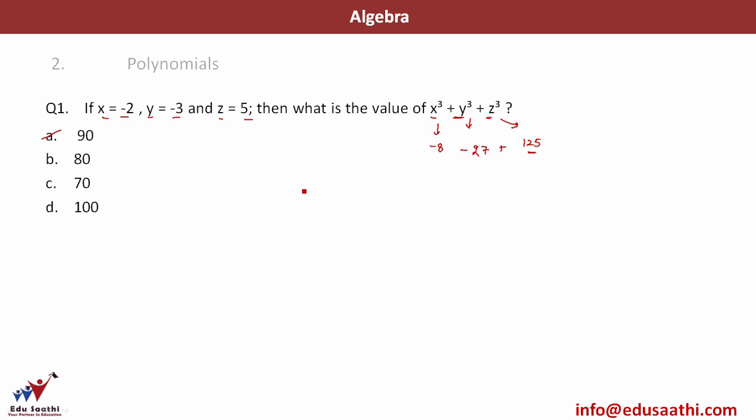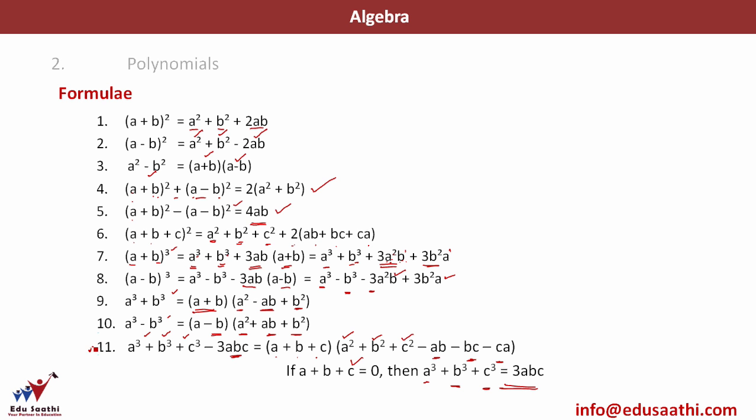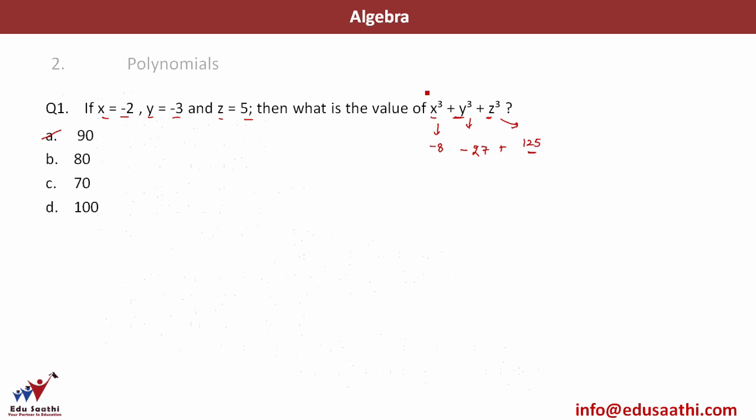So if I go back to the formula sheet and look at the last formula, the last formula that I had was a cube plus b cube plus c cube is equal to 3abc if a plus b plus c is equal to 0. Now if I look here, the value of x plus y plus z, which is what? Minus 2 minus 3 plus 5 is 0. So x cube plus y cube plus z cube will actually be equal to 3xyz.